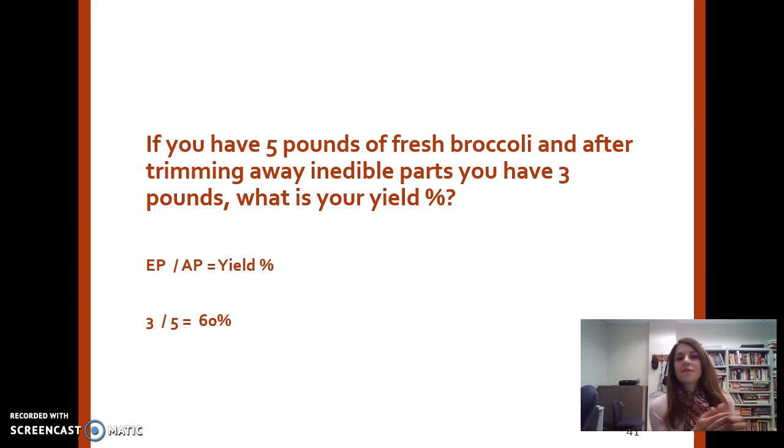Let's see. If you have 5 pounds of fresh broccoli and after trimming away inedible parts, you have 3 pounds, what is your yield percentage? This one is just simple math. We would take your EP divided by your AP, that's your edible portion divided by your original. 3 divided by 5, we would know that the yield on our broccoli is 60%, which might surprise some of you guys as well, but that's about it for a usable product, especially when it comes to just the florets.